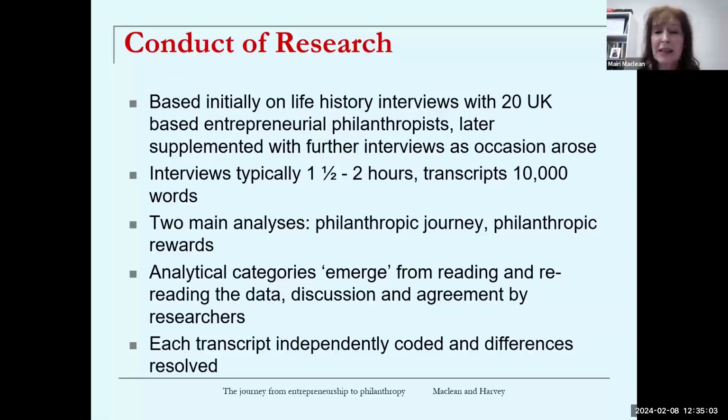But there are two main things that we look at in this paper. One is the journey itself, and the second is the philanthropic rewards that they gain from it. And the analytical categories emerged from reading and rereading the data, discussing them, and agreeing between the team. So Pierre Bourdieu, one of the things he says about interviews is that he talks of the joy of expression, which interviewees often feel in telling their stories. And as interviewers, we share in that vicariously. So the interviews themselves are often very moving in their own way.